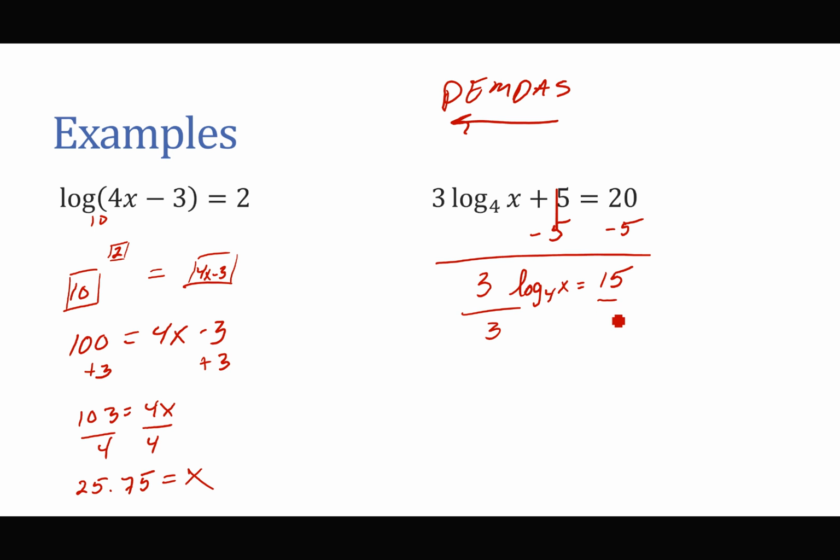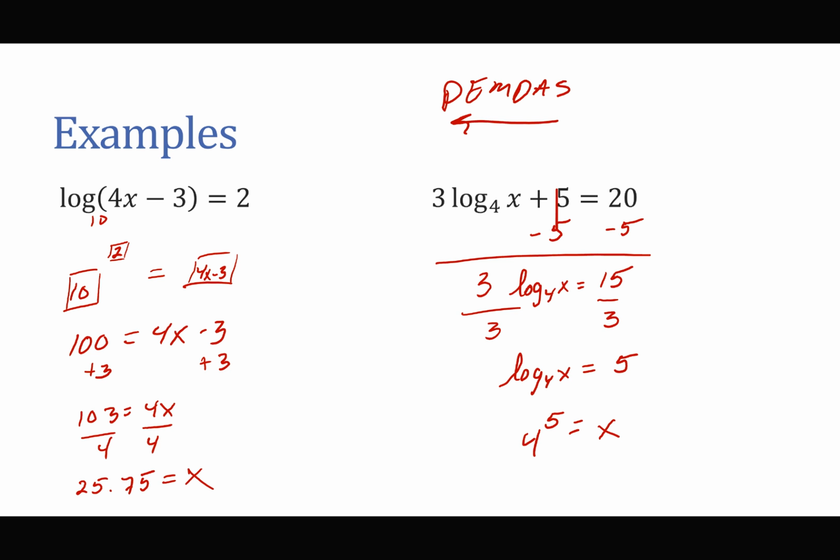Now I can divide everything by 3. So I have log base 4 of x equals 5. How do I write that as an exponential? Ethan here, what's my base? Correct. What's my exponent? Correct. So it's just saying 4 to the 5th equals x.